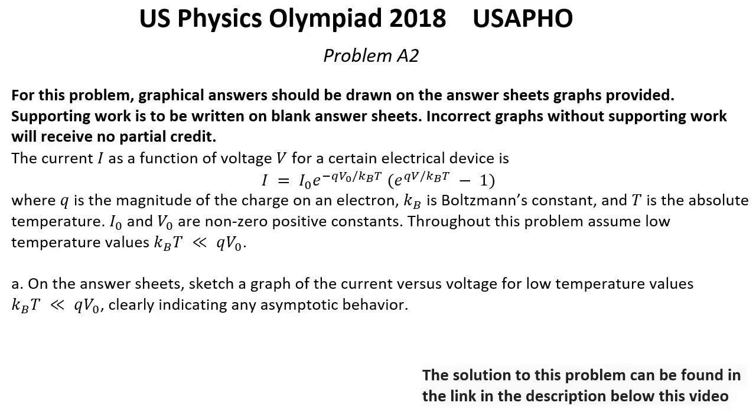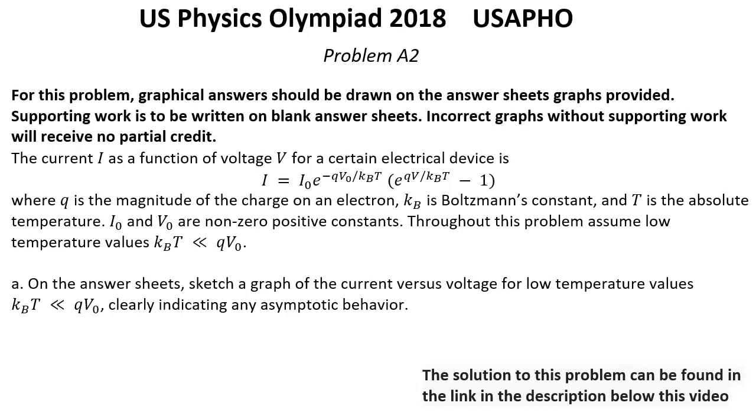Problem A2. For this problem, graphical answers should be drawn on the answer sheets, graphs provided. Supporting work is to be written on blank answer sheets. Incorrect graphs without supporting work will receive no partial credit. The current I as a function of voltage V for a certain electrical device is as follows, where Q is the magnitude of the charge on an electron, QB is Boltzmann's constant, and T is the absolute temperature.